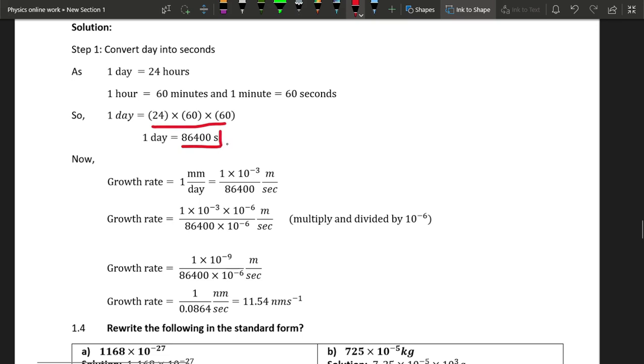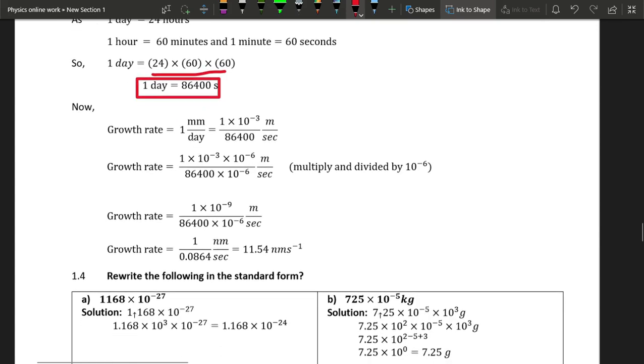So each day has 86,400 seconds. Now 1 millimeter per day can be written as 1 into 10 raised to power minus 3 divided by 86,400 meter per second. Now to get a nanometer, as we know that nano is 10 raised to power minus 9, to get 10 raised to power minus 9, we multiply the numerator with 10 raised to power minus 6. So we must multiply the denominator with the same value. Okay.